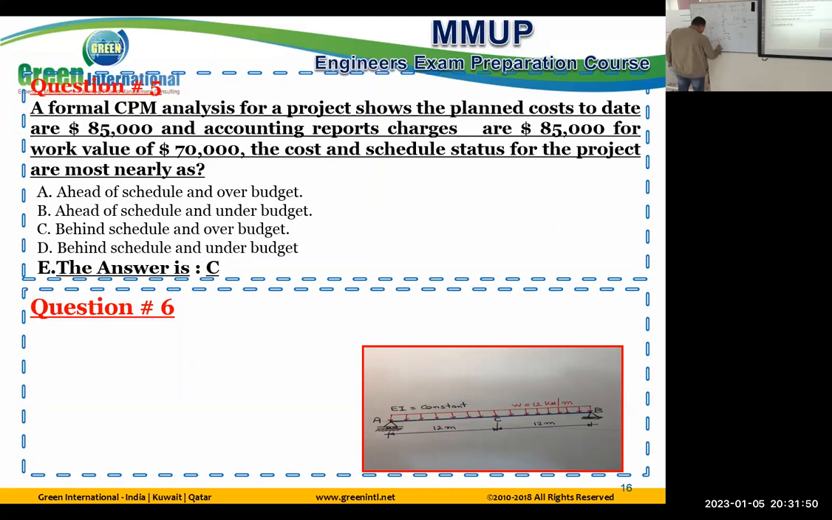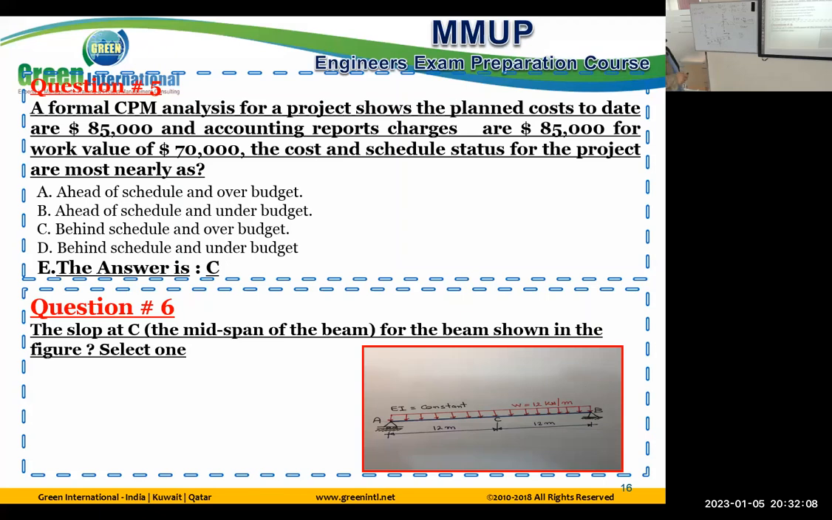What slope here? This is the deflection. And what is that? The slope at this point C. Let us see, and from the options you can predict and choose the correct answer on your own. Let us see the options. The slope at C, the mid span of the beam, for the beam shown in the figure, select one.